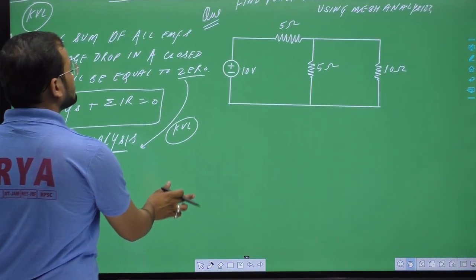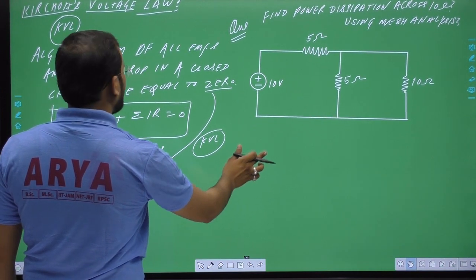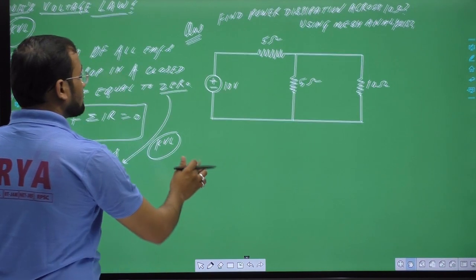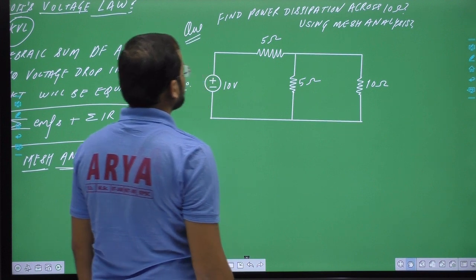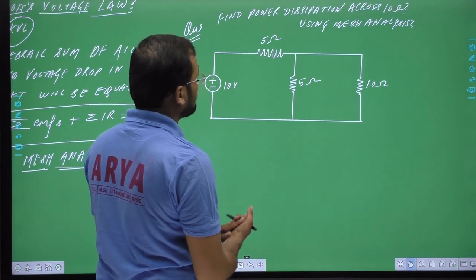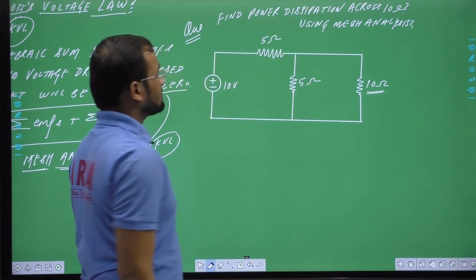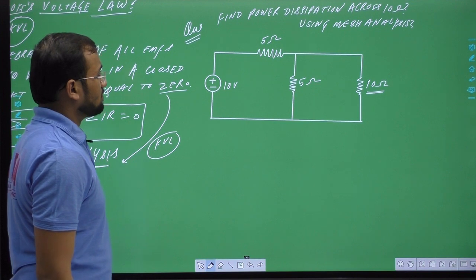Mesh analysis. I will give you the concept of mesh analysis by doing this example. This example asks us for the power distribution across the 10 ohm resistor using mesh analysis.